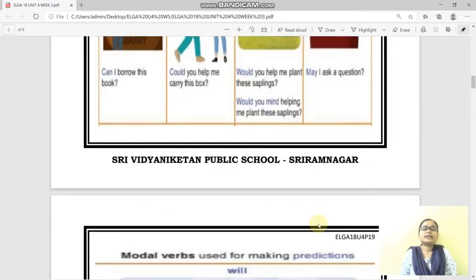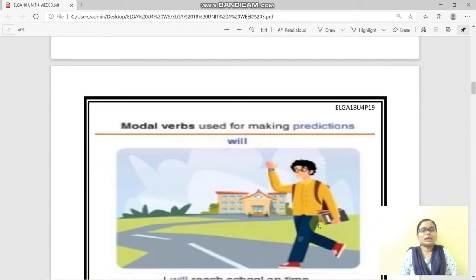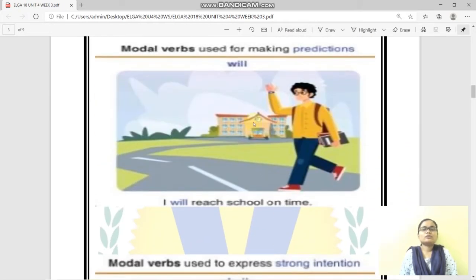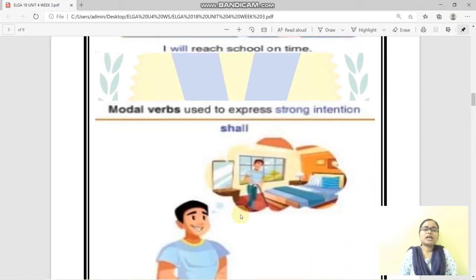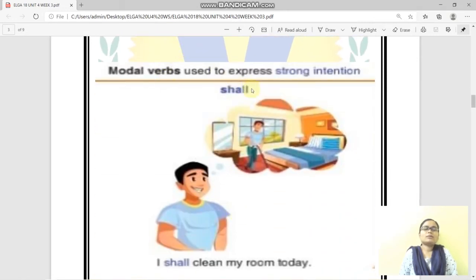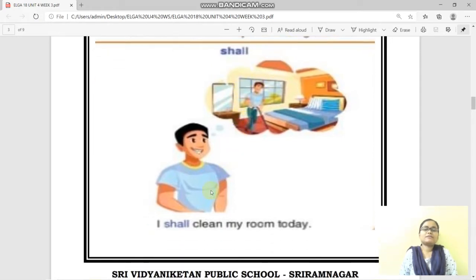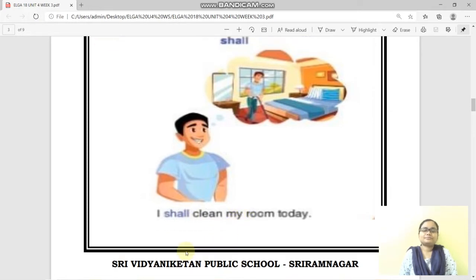So, next, let us move towards the modal will. Modal verbs are used for making predictions. For will, we will see an example here. I will reach school on time. Next, modal shall. Modal verbs are used to express strong intention. For shall, we shall see an example. I shall clean my room today.